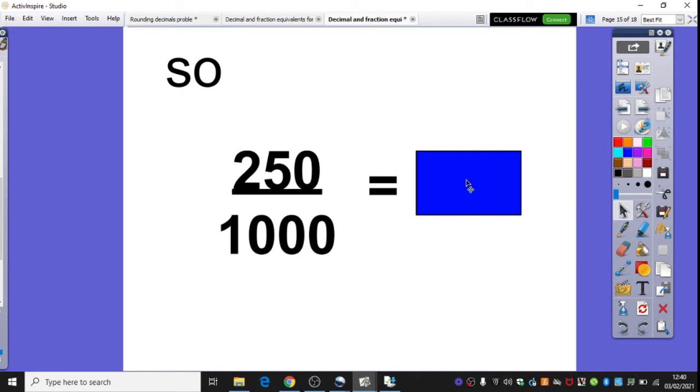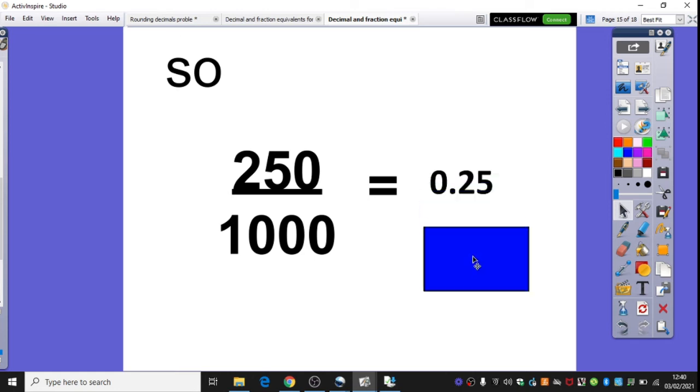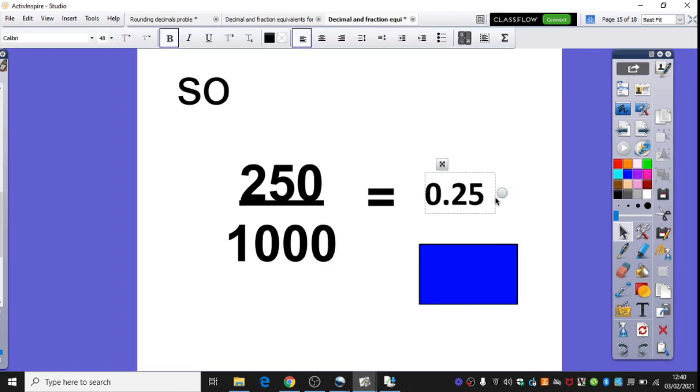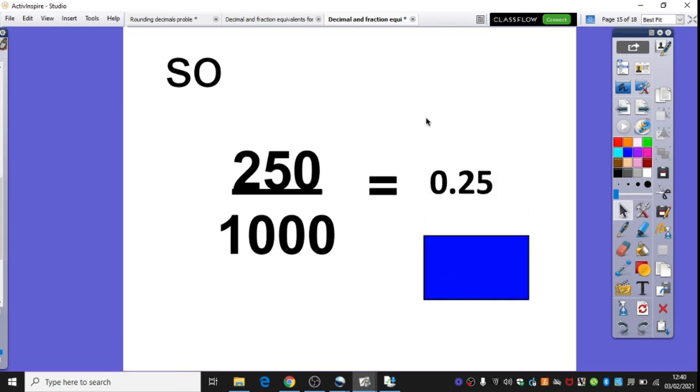And so then something else to be aware of, 250 thousandths is going to be equal to 0.25, okay? And actually that has the same value. We put our place value holder there, which we don't need. We can stay as 0.25 is equal to 250 thousandths.